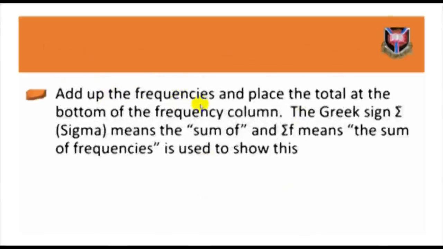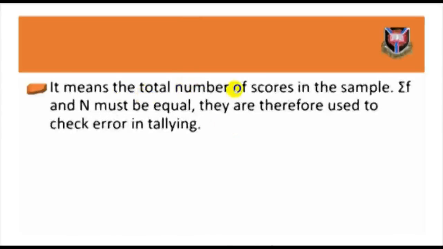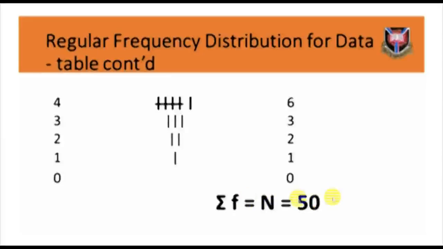4. Add up the frequencies and place the total at the bottom of the frequency column. The Greek sign sigma means the sum of, and sigma f means the sum of frequencies. N is used to show this. It means the total number of scores in the sample. Sigma f and N must be equal. They are therefore used to check error in tallying.